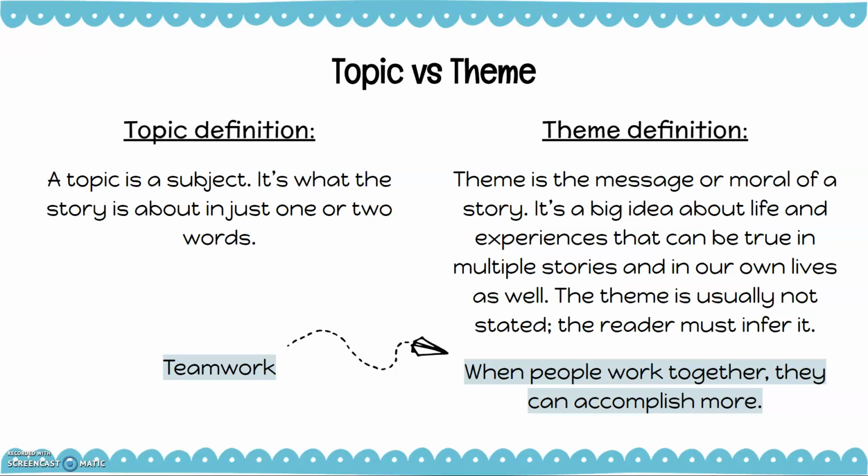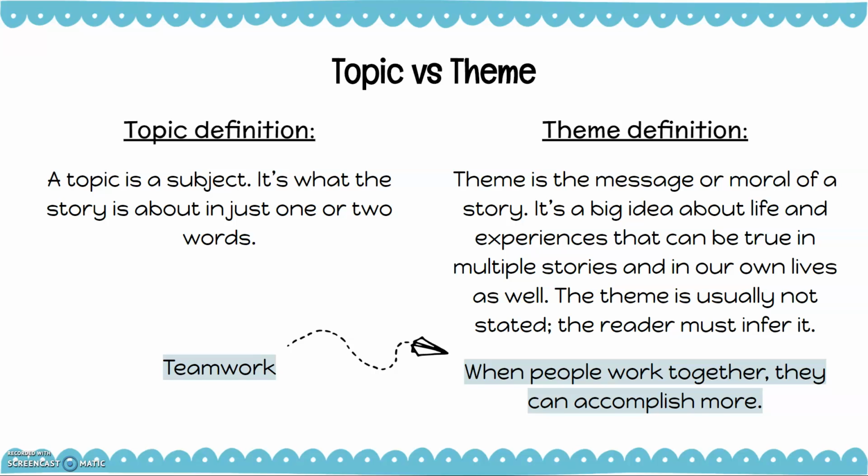So if you have a story about a basketball team working together to win the championship, that topic would be teamwork. The theme would be when people work together, they can accomplish more. Theme is the message or moral of the story. It's the big idea about life and experiences that can be true in multiple stories and in our own lives as well. The theme is usually not stated, and we must, as a reader, infer it.